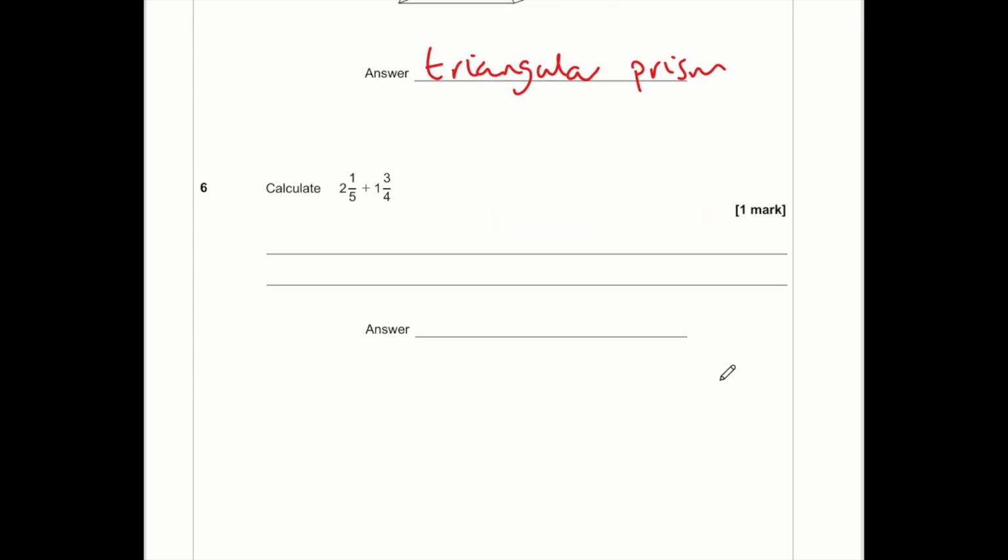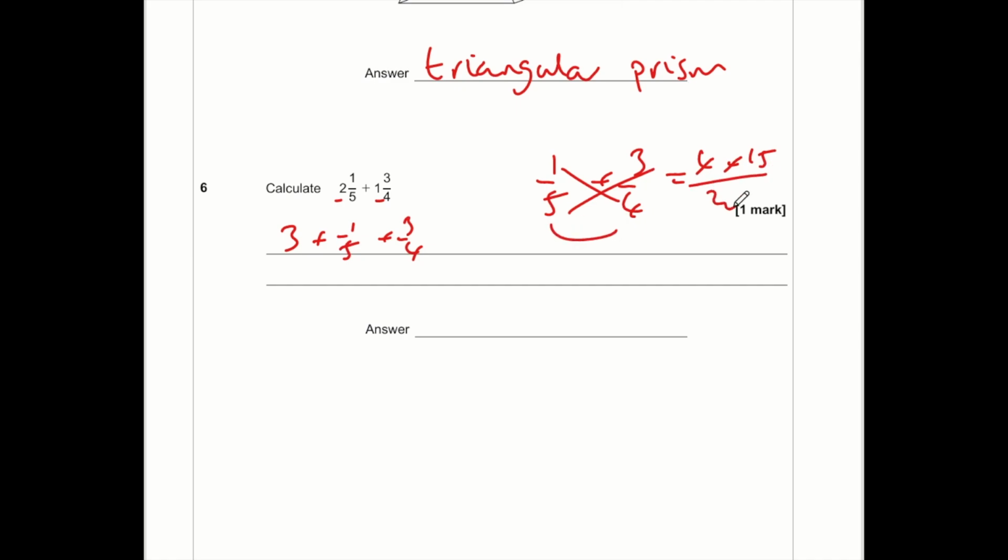Okay, number 6, calculate 2 1/5 plus 1 3/4. So I'm just going to collect the whole numbers together. So that is 3 plus 1/5 plus 3/4. Let's focus on the 1/5 plus 3/4. I'm going to do the crisscross smiley face technique. 1 times 4 is 4, plus 3 times 5 is 15, all over 5 times 4, which is 20. So that's 19 over 20. So that's 3 plus 19 over 20. So 3 and 19/20. Done.